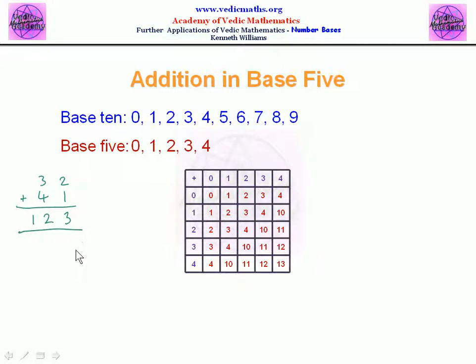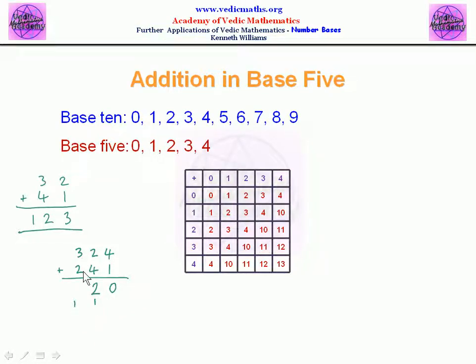Let's take another example. 324 and 241. Again from right to left. 4 and 1, well, let's see. 4 and 1 is 10. Put down 0, carry 1. Now in the next column we've got 2 and 4. We add up 2 and 4. 2 and 4 is 11. And with the one we carried we get 12. Put down 2, carry 1.